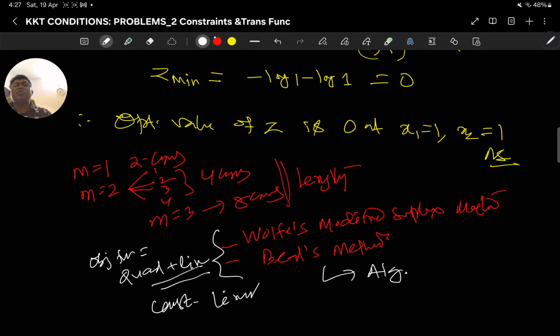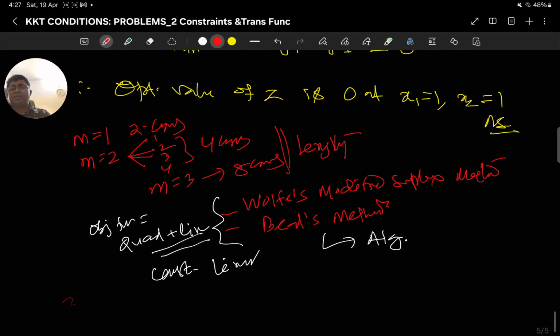So in the upcoming lecture I shall discuss Wolfe's method and Beale's method. In the upcoming lecture we should focus on these two methods, Wolfe's method and Beale's method.